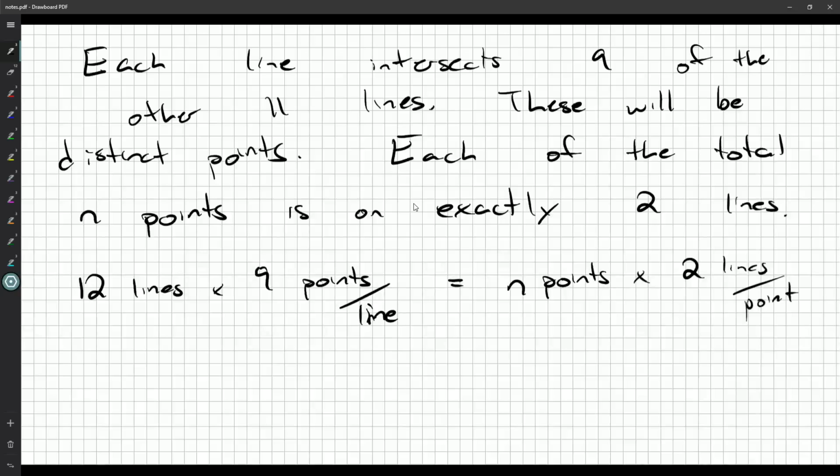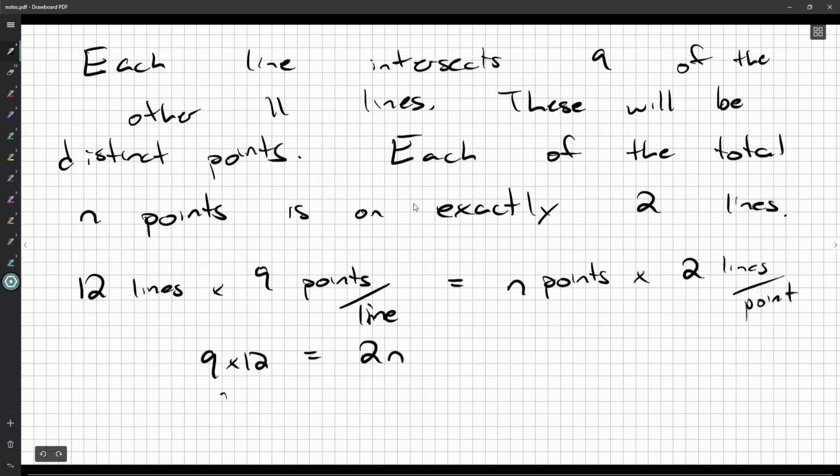So if we multiply this all out, we should get 9 times 12, the number of points counting from each line, should be equal to 2 times n, the number of points coming from the lines. Do I have that arranged? I feel like the units here should technically be canceling out. 12 lines, 9 points per line, n points, 2 lines accounted for on each point. Yeah, so each point is counted twice because it's coming from 2 different lines.